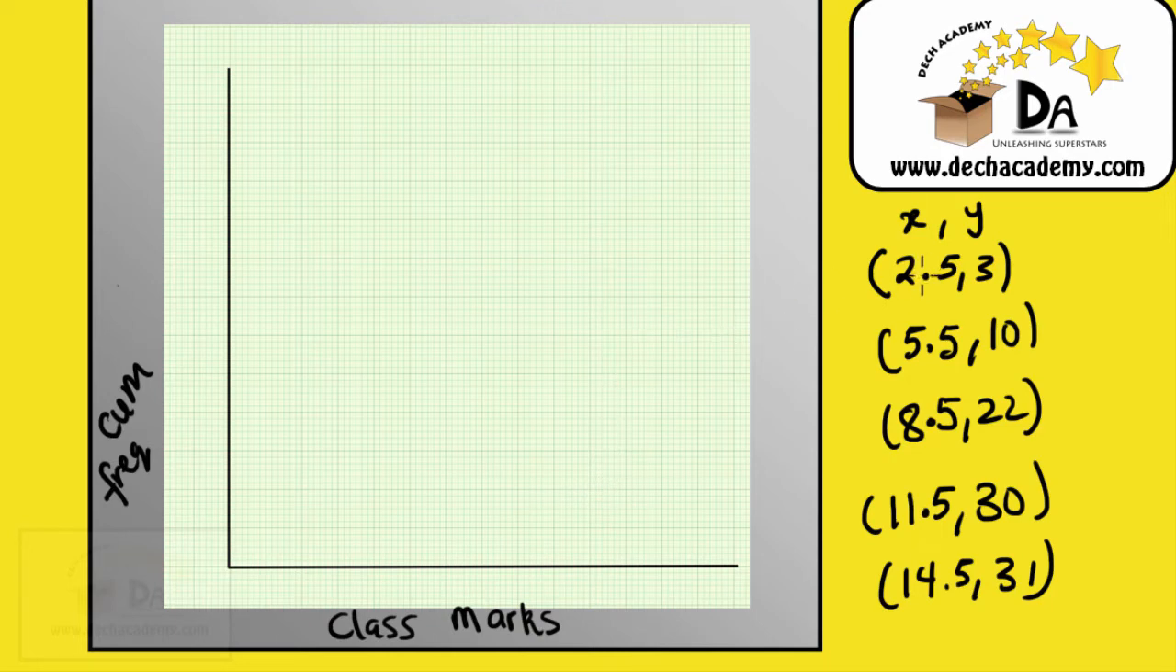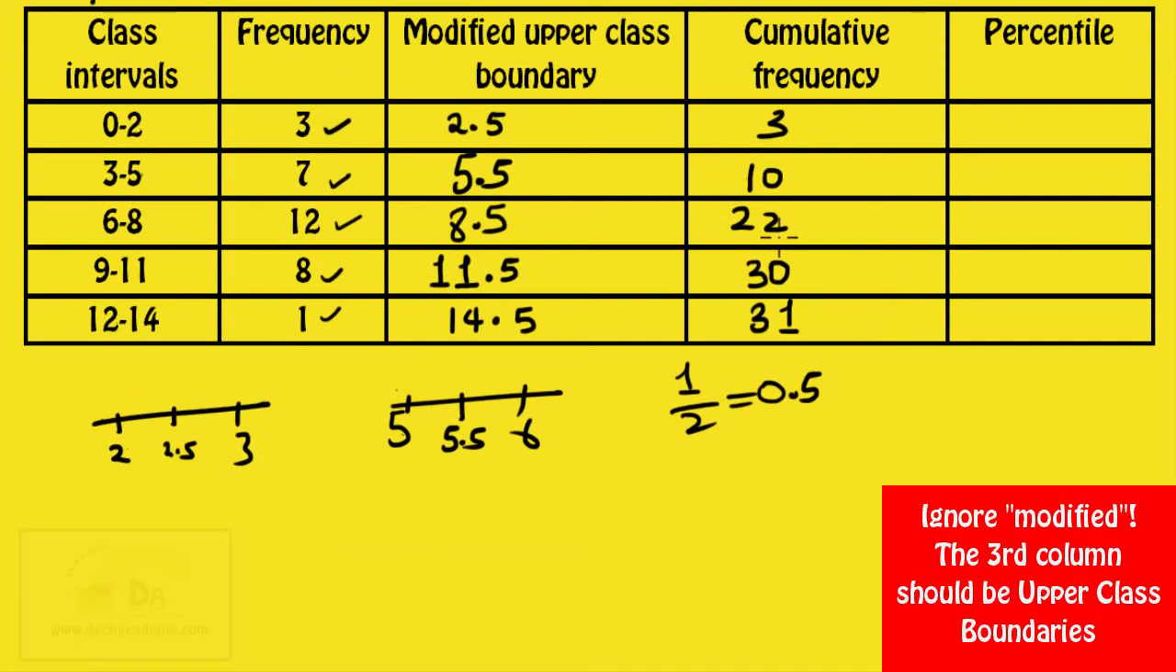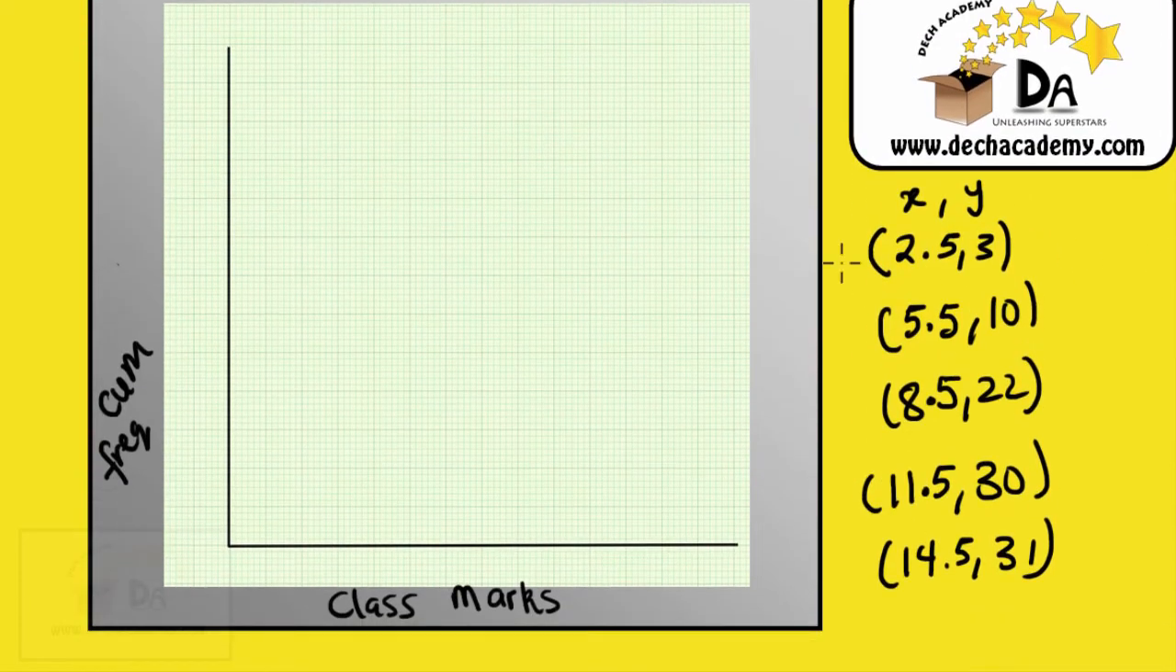So 2.5 and 3 is what we want to plot, so we just need to ensure we calibrate the axis to contain all the cumulative frequencies, so something from 3 to 31. I'll do that now. So I'll just have a 10 here, 20 here, and 30 here, and maybe just have 40 as well. 31 will be somewhere here.